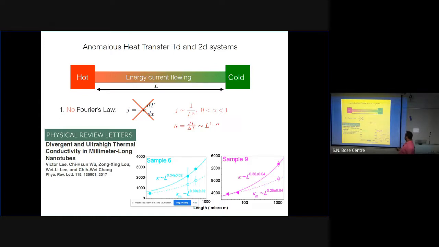And such a divergence has been observed recently in 2017. Actually, it has been observed also previously, but this is a very well controlled system, a measurement of thermal conductivity in a millimeter long nanotube, which is almost a macroscopic length nanotube. And they have seen this kappa diverging with some positive exponent.